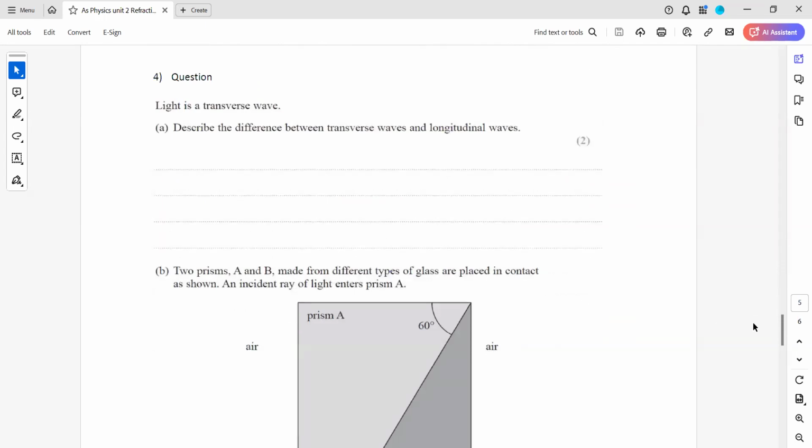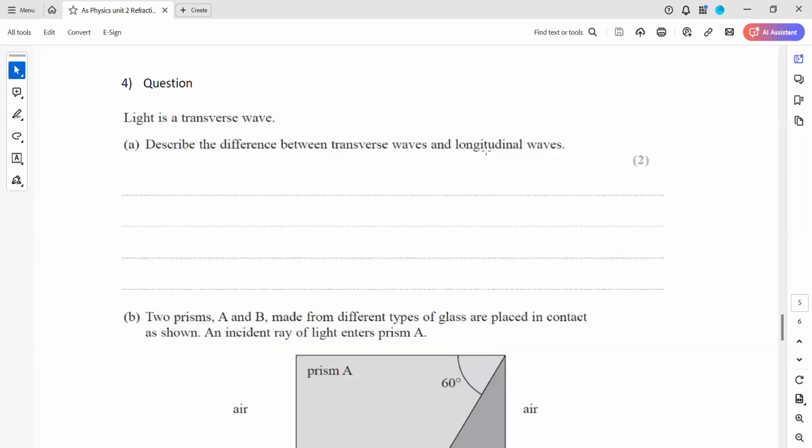Question 4, light is transverse. Describe the difference between a transverse and longitudinal wave. In a transverse wave, the vibration of the particles is perpendicular, whereas in a longitudinal wave it is parallel to the direction of the wave.